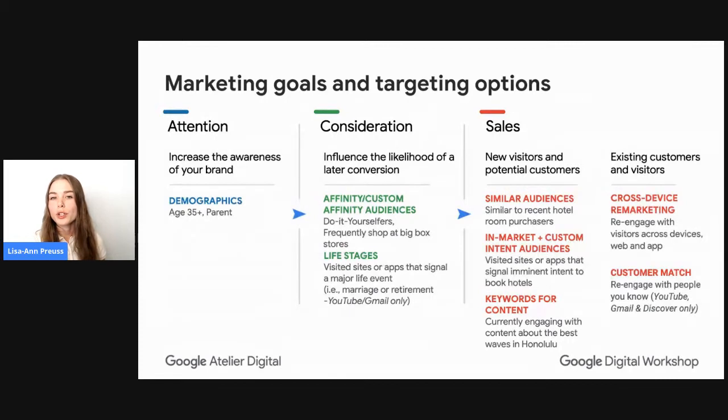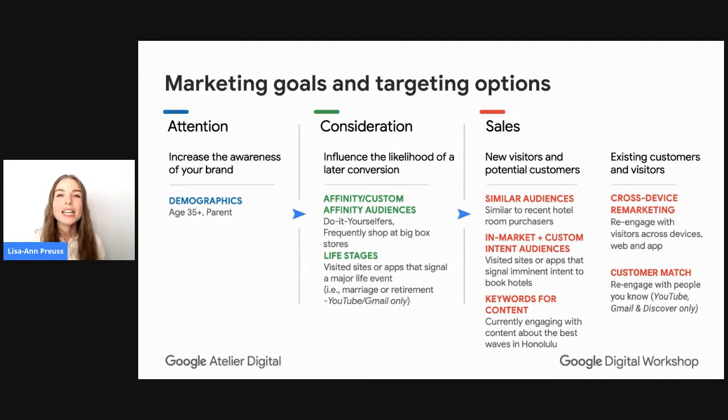If you prefer to target someone who's in a certain life stage, that's also possible and can be recommended here for the consideration goal, so that you can reach out to someone that's just signaled a major life event. So for example, after a marriage or a retirement, those are the people you want to try and reach out to. You can do that through the life stages.